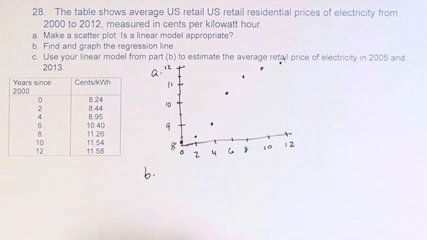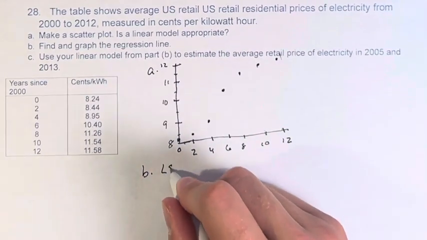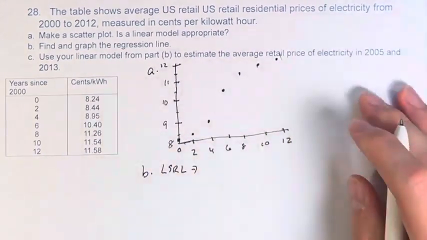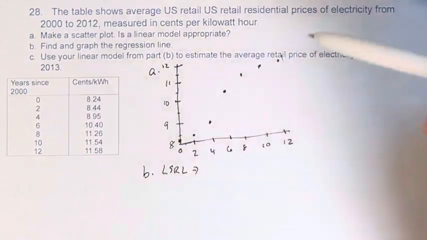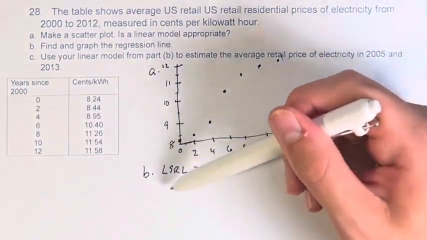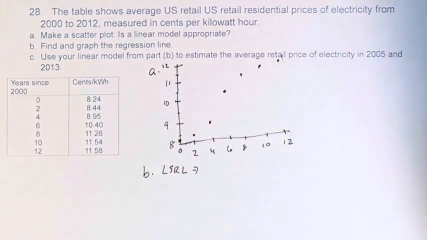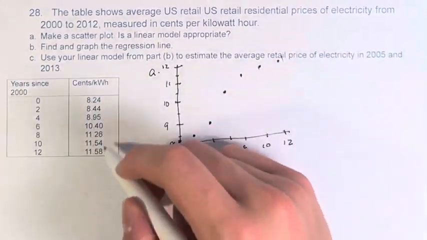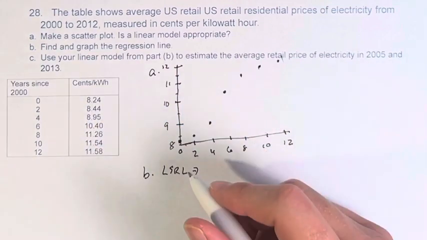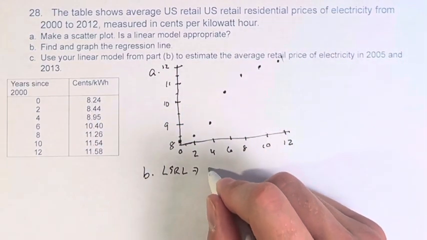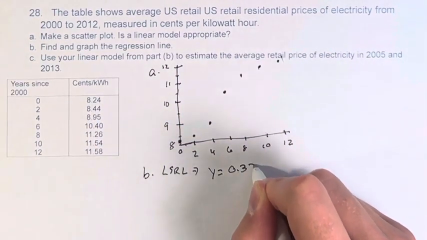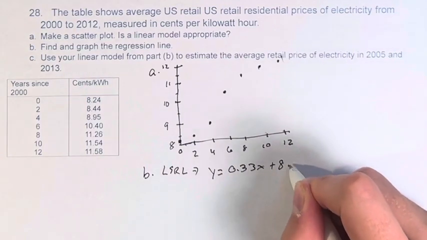B, find and graph the regression line. So the LSRL, the least squares regression line. This is the line that minimizes the distance, it's actually the squared distances, between the line and all of these points. You can do this by plugging in the points to your graphing calculator, or just an online calculator, and you'll get y is equal to 0.33x plus 8.07.